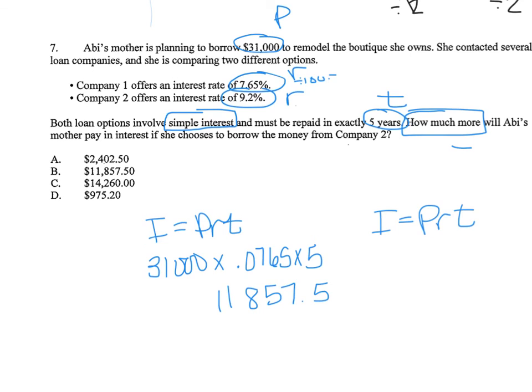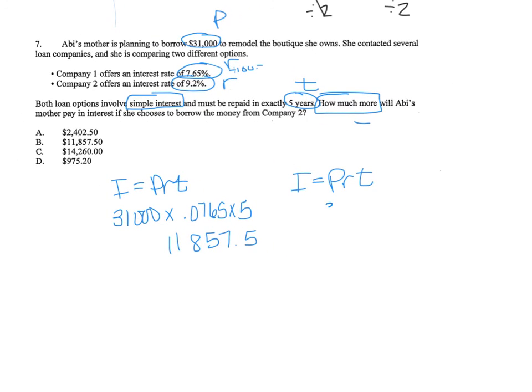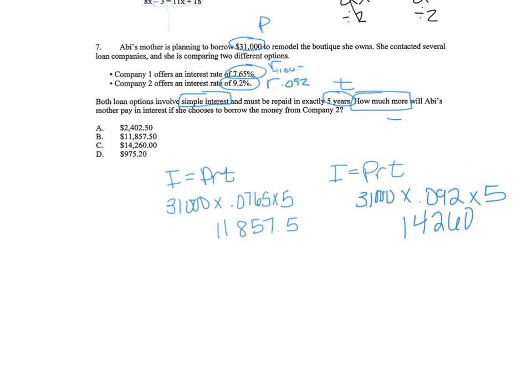11,857.5. And I'm going to do the same thing but with the different rate. So 31,000 times 9.2 divided by 100, which is 0.092, times the years. So 31,000 times 0.092 times 5 is 14,260. Okay, so these are my two interests, and I need to subtract them. So let's do minus 11,857.5. And that gives me 2402.5.